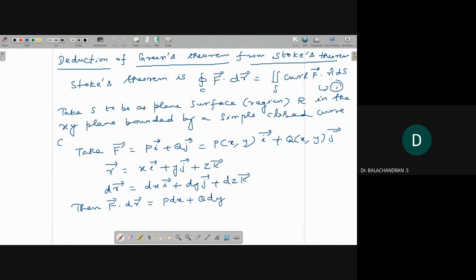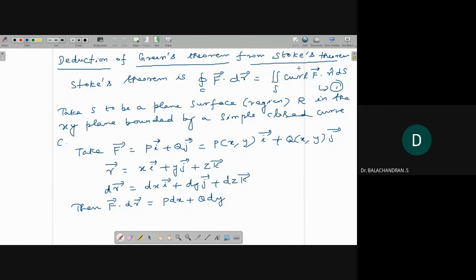So take S to be the plane surface or region in the xy plane bounded by a simple closed curve capital C. Take f vector equal to p i vector plus q j vector, where p and q are functions of x, y. That is, p of x comma y into i vector plus q of x comma y into j vector, where r is a position vector, that is xi plus yj plus zk, and dr is dx into i vector plus dy into j vector plus dz into k vector. So then f vector dot dr vector is p dx plus q dy.